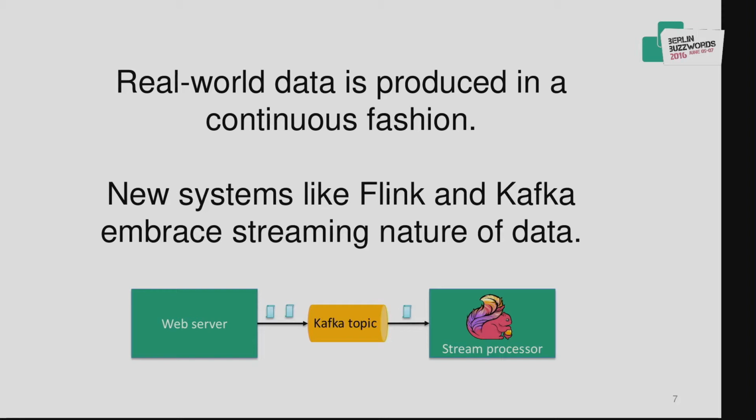However, the data is actually produced in a real-time fashion. So every time somebody is clicking somewhere, a new event is generated. And new systems like Flink and Kafka embrace this nature. So instead of storing the file first on the web server, then in HDFS, and then to the Cassandra or whatever database, you can just stream the events from the web server immediately to Kafka, and then the stream processor can pick up the data from Kafka and process it from there. So real-world data is produced continuously, and we just need to continuously process it as well.